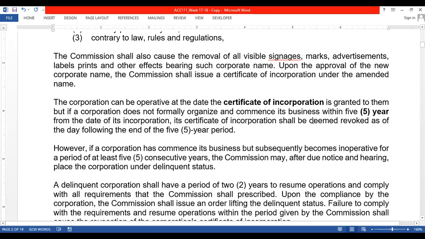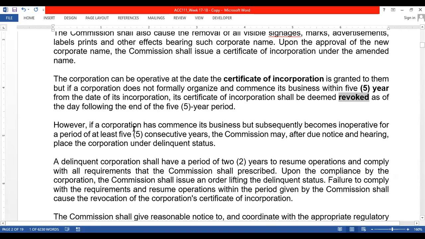So it's like a return back to the sender. Again, after the creation of the corporation itself, they should be operating within 5 days. Otherwise, their certificate or their license will be revoked. Okay? However, if the corporation has commenced and then later on no longer operates for a period of at least 5 years, okay?